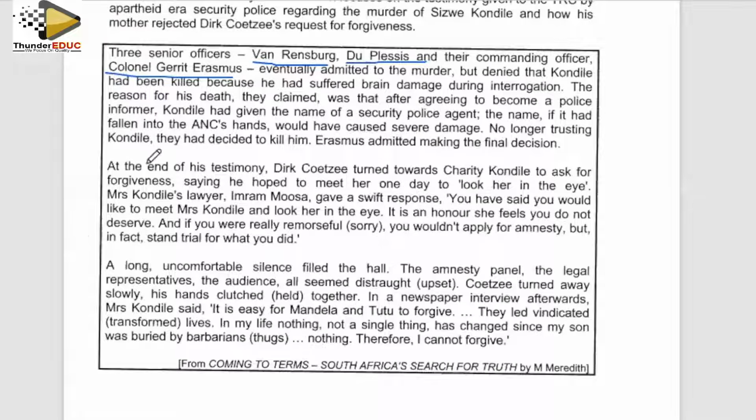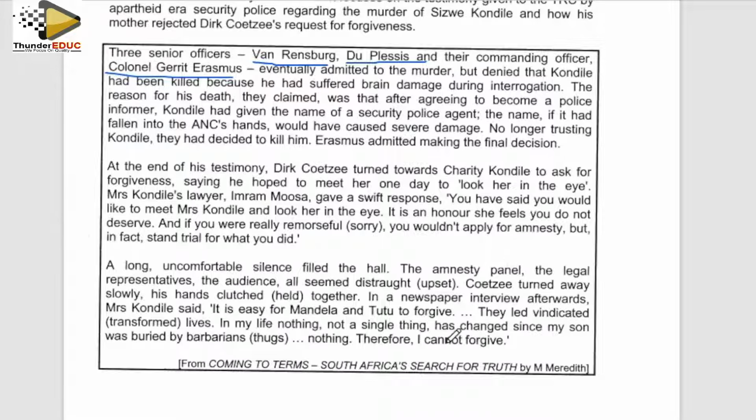It's written here. At the end of this testimony, Dikotsi turned towards Charit Kondile to ask for forgiveness, saying he hoped to meet her one day, to look her in the eye. Miss Kondile's lawyer, Imran Musa, gave a swift response. You have said you would like to meet Miss Kondile and look her in the eye. It is an honor she feels you do not deserve. And if you were really remorseful or sorry, you wouldn't apply for amnesty, but in fact, stand for trial for what you did. This is an account of the lawyer who was responding to the plea by Dikotsi to ask for forgiveness from the murdered Kondile's mother, Charit. Right.